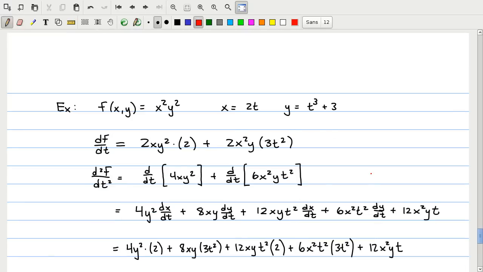So we conclude, I think, with an example. A relatively simple function, f of x and y is x squared y squared, where x equals 2t and y equals t cubed plus 3. These are the same x and y as a previous example, but a different f. So the first derivative of f with respect to t is the derivative of f with respect to x, that's 2xy squared, times the derivative of x with respect to t, plus the derivative of f with respect to y, 2x squared y, times the derivative of y with respect to t, 3t squared.